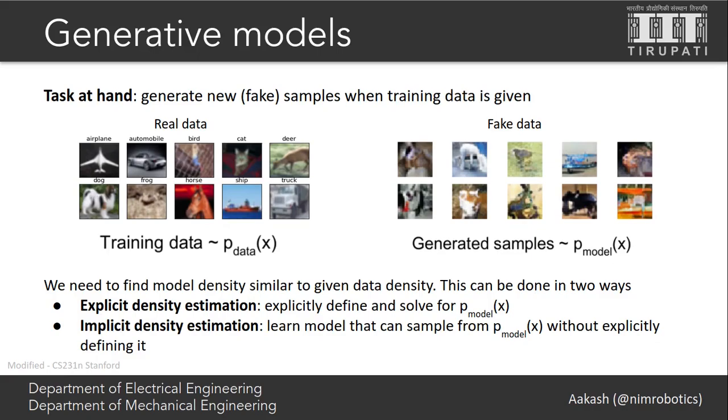So this can be done in two ways. The first is the explicit density estimation, where we explicitly define and solve for the P of model, and we make some approximation in doing so. So it's not a very accurate method. The other method is implicit density estimation. Here we try to learn a model that can sample from P of model without explicitly defining it.